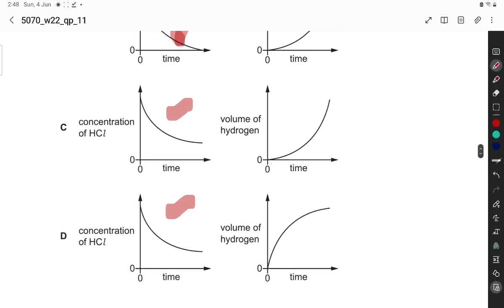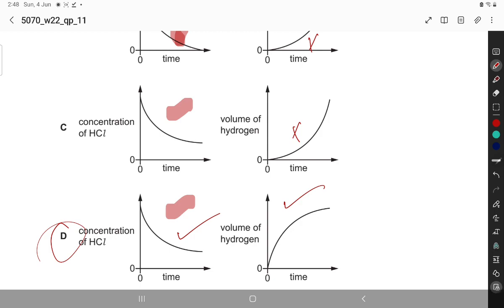It's not first increase then decrease, so this is also incorrect. This is also incorrect. So D option, this is correct. D option is the correct option.